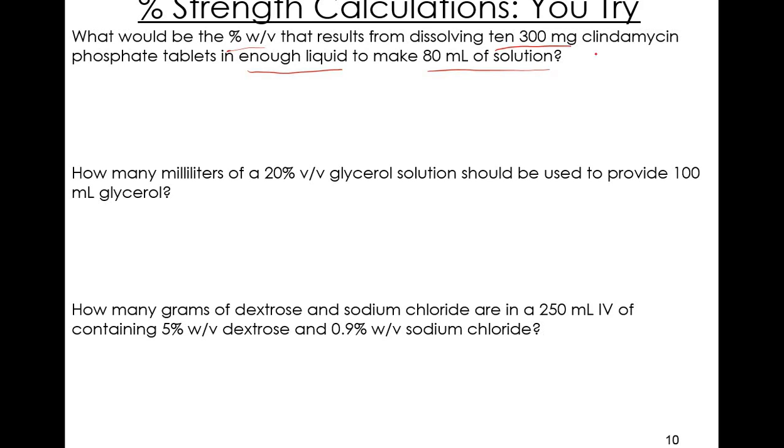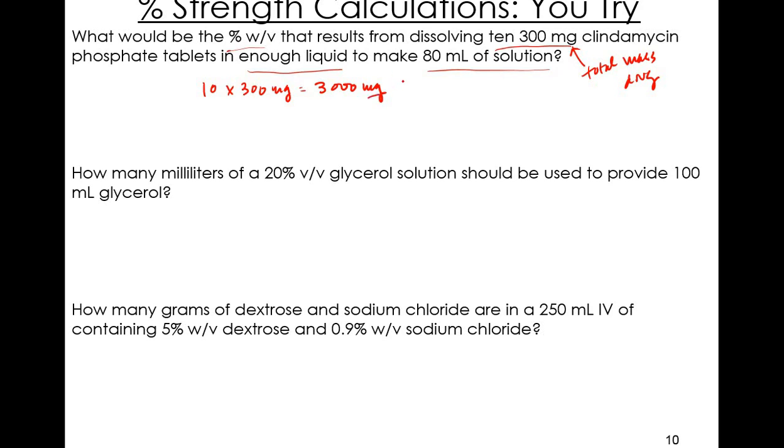And so we take the total mass of drug, divide it by the total volume of solution, and then multiply the decimal we get by 100 to get the percent weight volume. And that's the strategy. So we have 10 tablets, not just one 300 milligram tablet. We have 10 300 milligram tablets to give 3,000 milligrams of the total mass of drug.